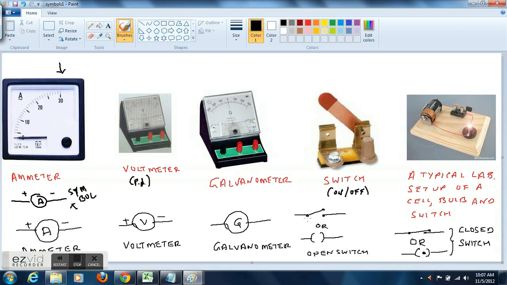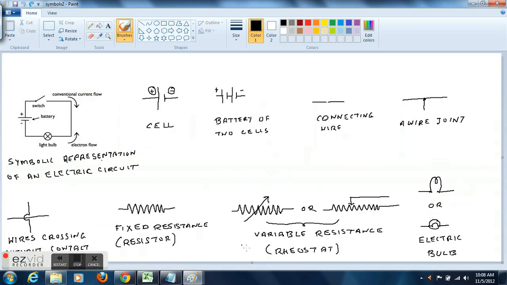Then switch, very often used, always used. No electrical circuit is complete without a switch. So this is the open switch. You can see it is open. There are two ways you can draw a switch. I have written both of them with OR, and there are two ways you can draw a closed switch. Closed switch means when the circuit is complete and electric current can flow. Electric current can only flow when the switch is closed.